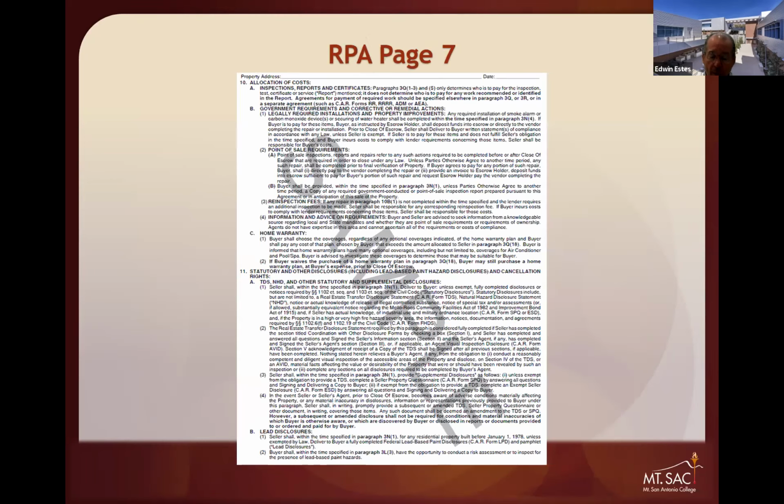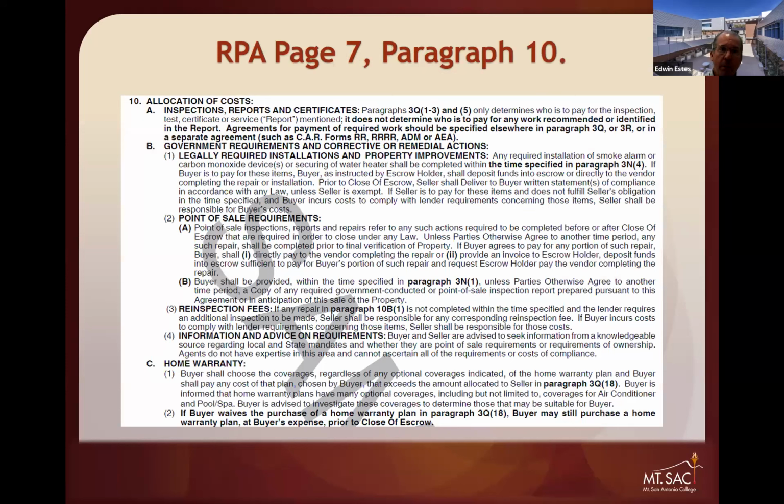All right. Now we go to page 7. Paragraph 10 is our allocation of costs. Now again, the costs have been allocated in paragraph 3. Here we're just explaining what those items are. So inspection reports and certificates, government required and corrective remedial actions, point of sale requirements, if any. Remember I talked about reinspection fees. If the seller was supposed to do something and they don't do it, and now the property needs to be reinspected, seller's going to get a bill for that, and seller's agreeing to pay for that.